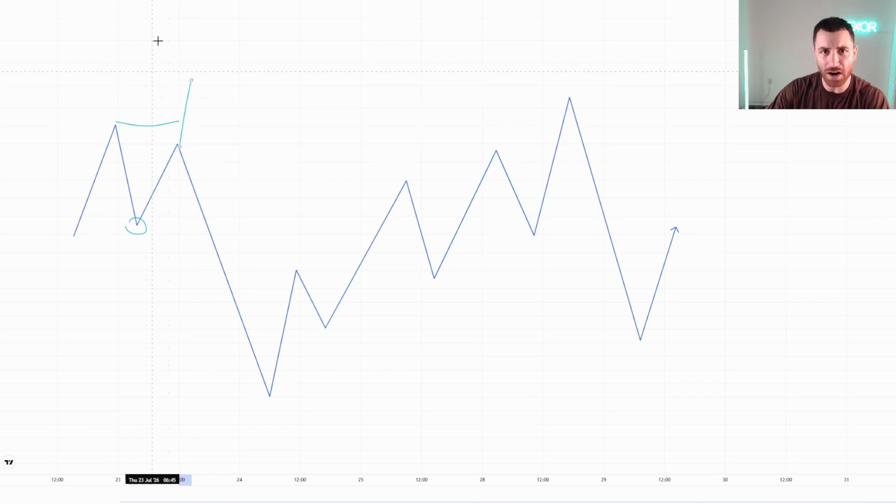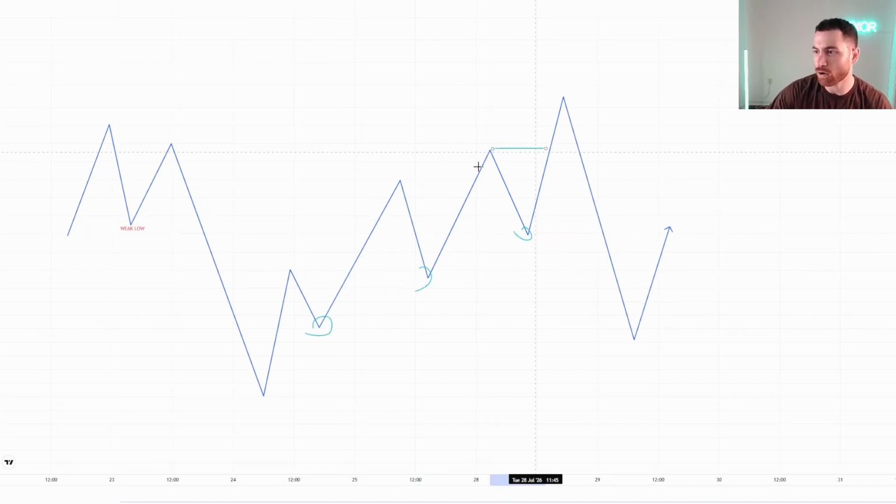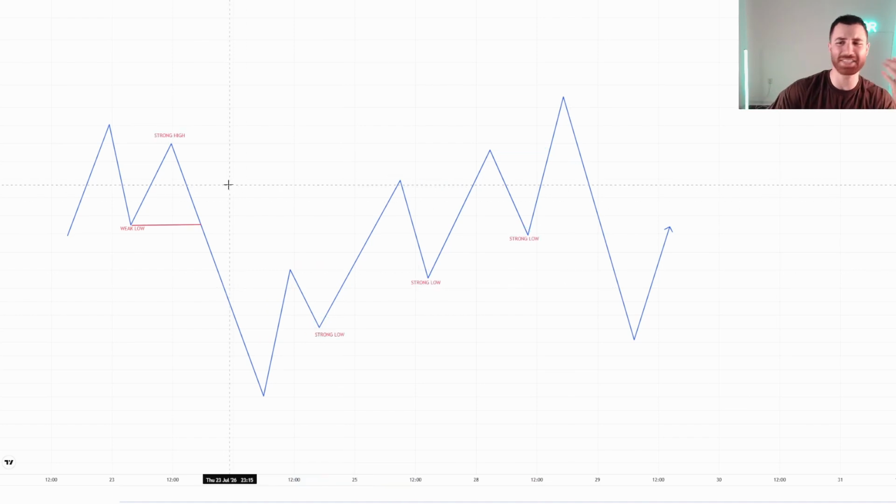So this low is not powerful. Weak low. But what about this low or this low or this low, huh? All of them take out these highs. These are strong lows. Of course, it's the same deal with the highs.